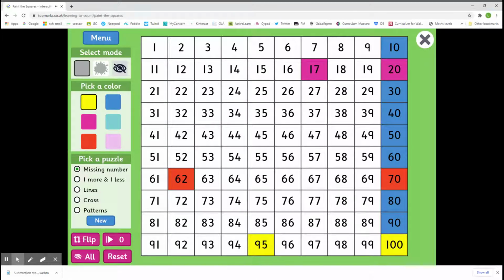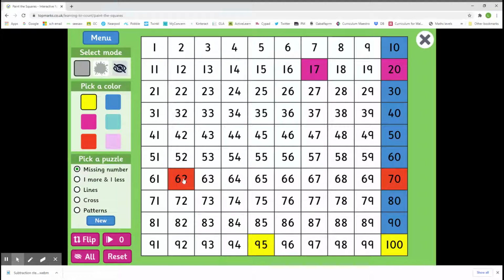Now in step 21, it asks you how far that is. So if we look at 17 and we count 1, 2, 3, it's 3 from 17 to 20. If you know your bonds to 10, this makes it a lot easier because I know that 7 and 3 makes 10. So therefore, it must be 3 jumps from 17 to 20.